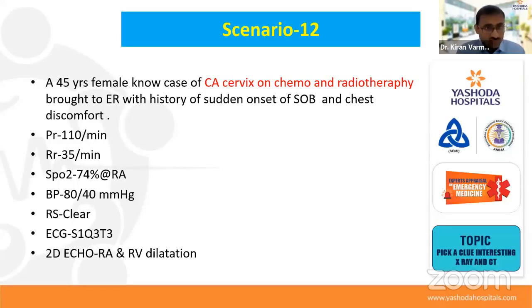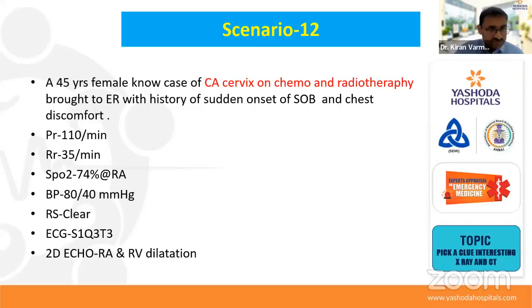A 45-year-old female, known case of CA cervix on chemotherapy and radiotherapy. Here the clue is cancer on chemo and radio. Brought to ER with history of sudden onset of SOB and chest discomfort. One more clue is sudden onset of SOB and chest discomfort. Pulse rate: tachycardia, tachypnea, low saturation, low BP. Surprisingly, the respiratory system was clear. ECG was showing S1Q3T3 pattern. 2D echo showed RA and RV dilatation. What do you think?